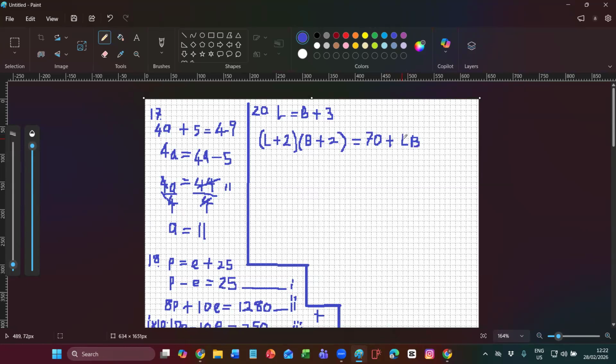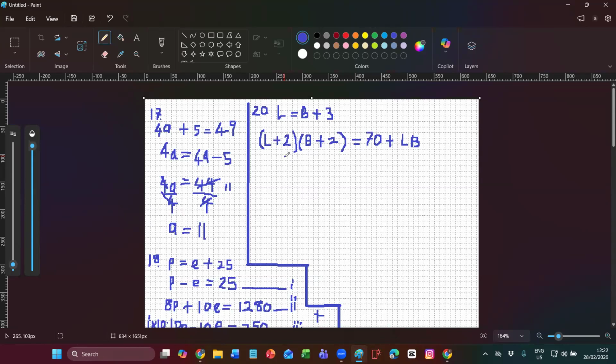Can you see how I represented it? That was quite a mouthful. A simple way to say it is (L plus 2)(B plus 2) equals 70 plus LB. I think that's the simplest way they could have said it without confusing us. This is clearly going to give us another simultaneous equation, but I am going to do my best to simplify it.